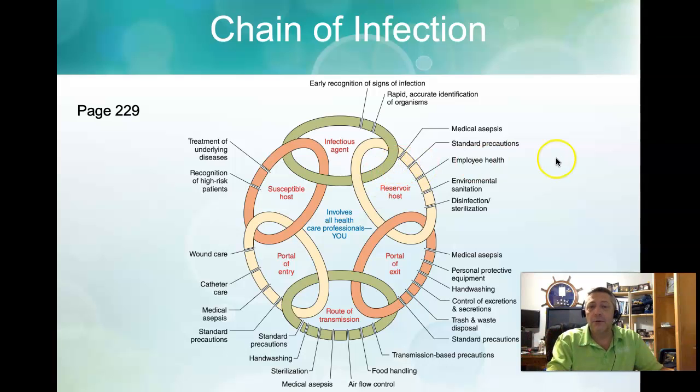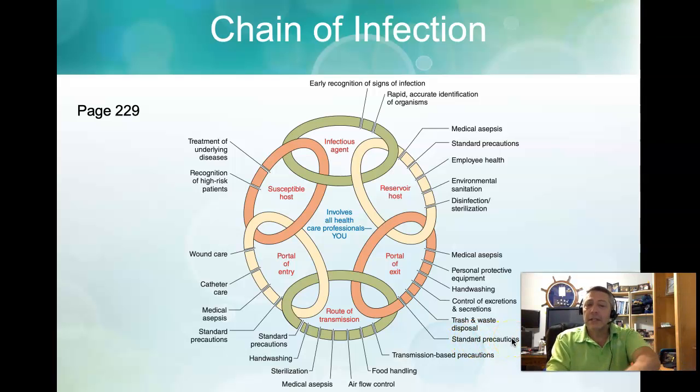Then you go to the second link, the reservoir host. Some of the ways of breaking the reservoir host link are medical asepsis, and we'll talk about what asepsis is this week in the Kaiser Live, as well as in your reading. Standard precautions, employee health, environmental sanitation, and disinfection and sterilization. The third element is portal of exit, and out to the side you have medical asepsis, personal protective equipment, hand washing, control of excretions and secretions, trash and waste disposal, and standard precautions.